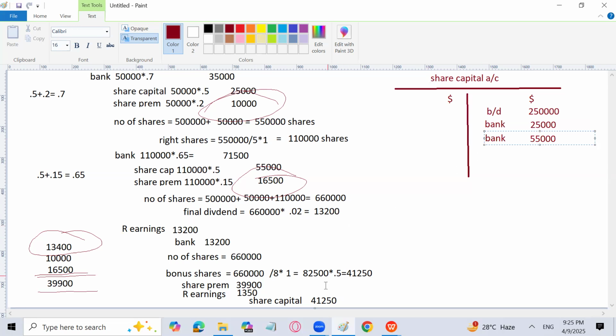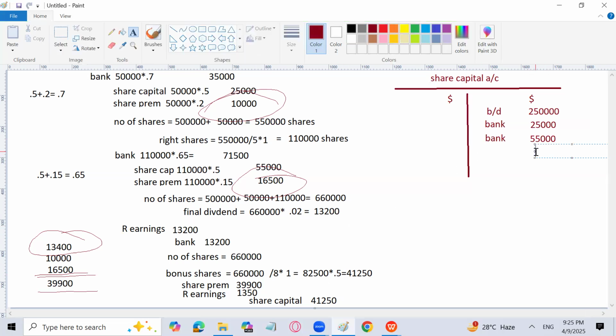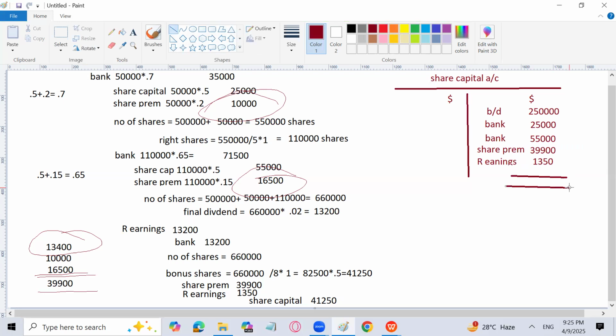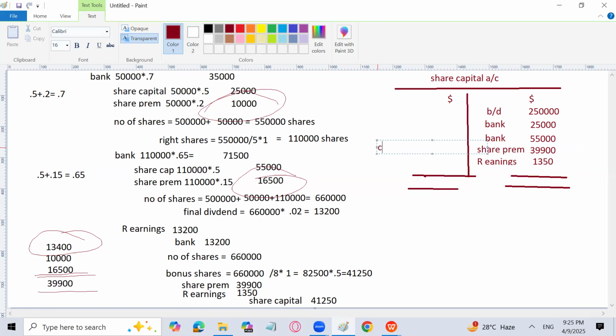Then again, the share capital is going to be credited with 41,250, but we have to write the amount separately, otherwise he will deduct marks. 39,900 is going to be credited because of share premium, and the remaining because of retained earnings, that is 1350. So now we'll go for the total of the credit side. There is nothing on the debit side, and the whole amount will be written on the debit side with the name balance carried down, which will become the brought down of the next year. So can you please go for the total for me of the credit side? I'll be very happy. Then I have to prepare the share premium account.